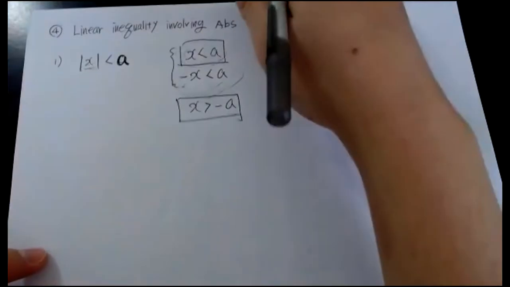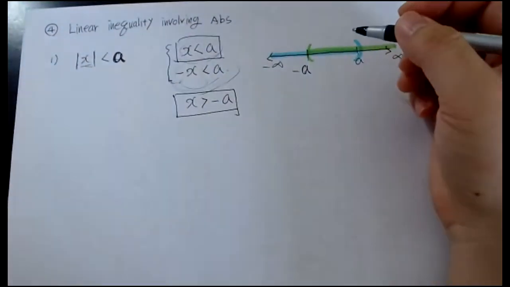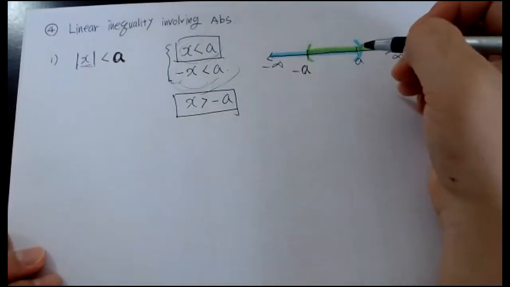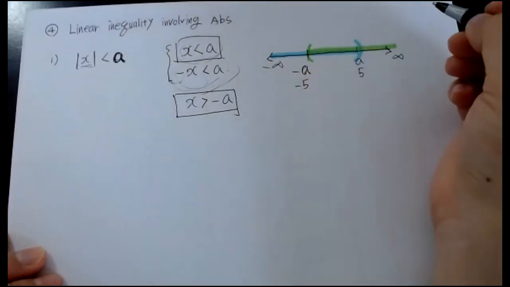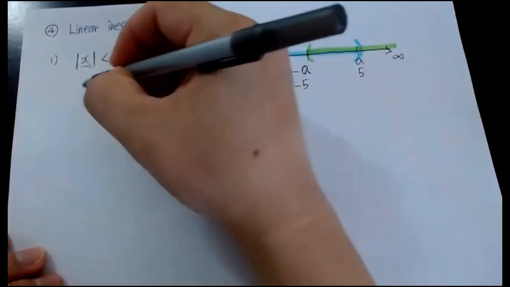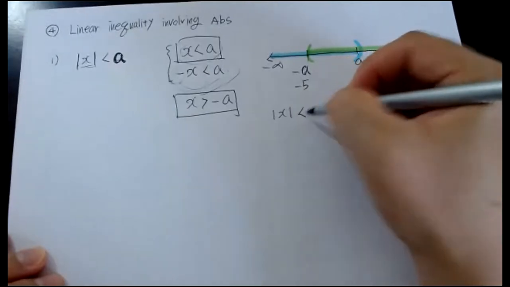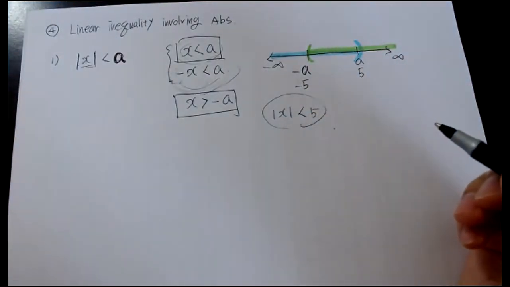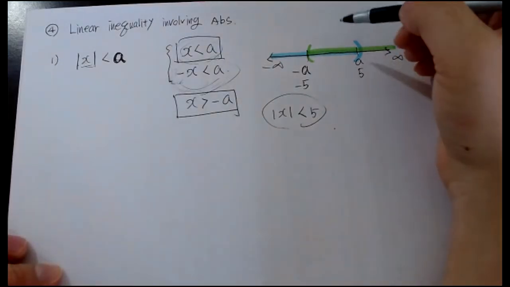All right. To better understand it, let me plug a specific number into A. Let's say A is just 5. So negative A means negative 5, right? Then we want to find the solution set of that inequality, right? If we just substitute 5 into A, for example, then think about this.